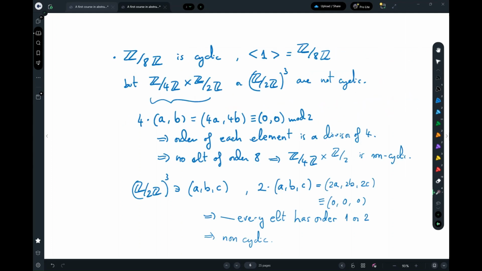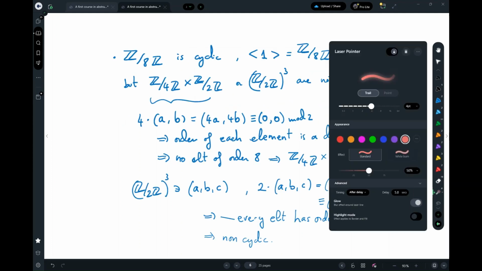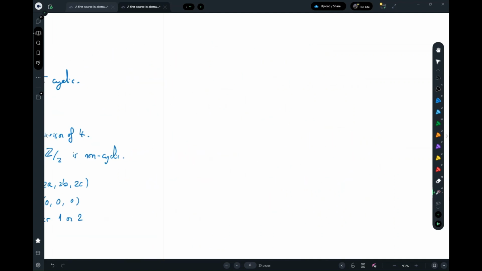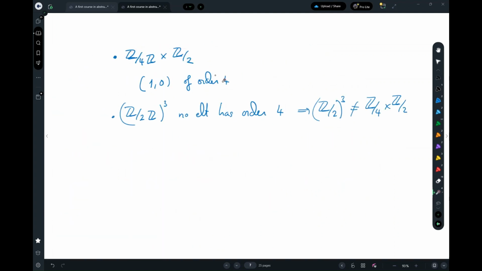So from this, the fact that Z modulo 8 is cyclic, and the fact that every element here has at most order 4, at most order 2, that tells me that this is different from this and that. And these two are different because this one has an element of order 4, while this one has no elements of order 4. Great. So all those abelian groups, the three abelian groups of order 8, are different. How about D4 and Q8?